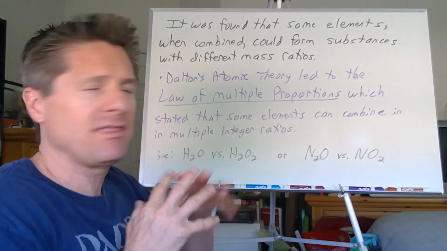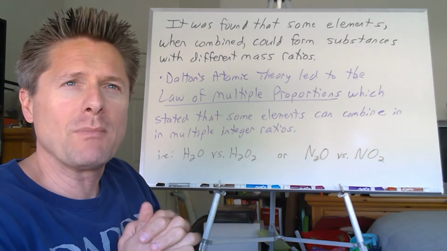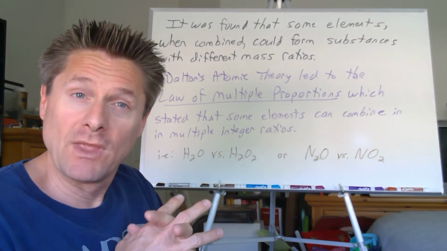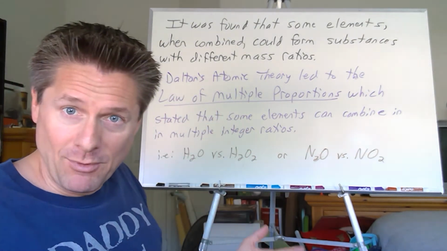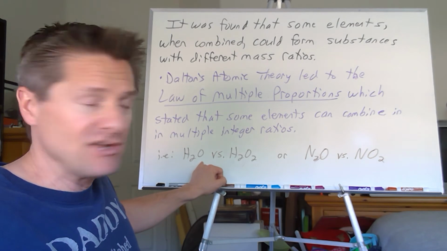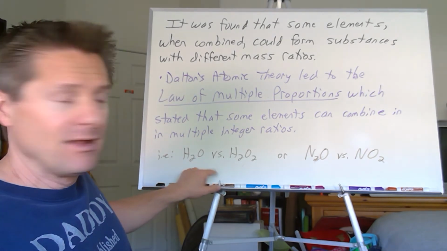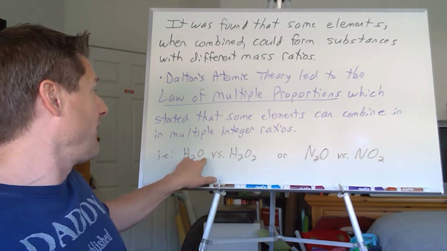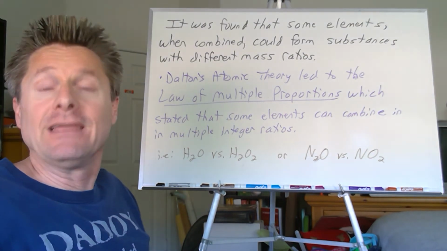And so it took atomic theory to help explain that, because what you could get from atomic theory is if atoms combine in specific integer ratios, well, maybe there are some elements that could combine in multiple specific integer ratios, which would then create compounds with different element mass ratios. For example, water versus hydrogen peroxide. Water is a 2 hydrogen to 1 oxygen ratio. Hydrogen peroxide is a 2 to 2 ratio. Can you see that the mass ratio of oxygen to hydrogen would be higher in one versus the other? You've got 2 atoms of oxygen and 2 atoms of hydrogen here, and here you have 1 atom of oxygen and 2 atoms of hydrogen. If you calculated the mass ratios, they're going to be different.